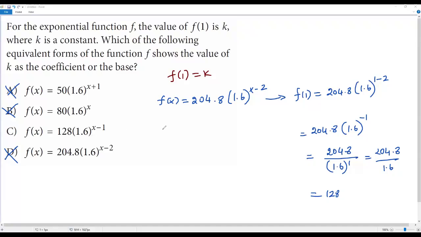So in option C, when I plug in x equals 1 into the function, I got k equal to 128. This value of k, 128, is the coefficient for this term. So this satisfies the condition given in the question, that is, the value of k should be the coefficient or the base. So the correct answer choice for this question is option C.